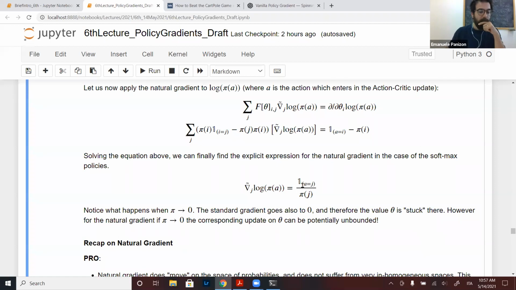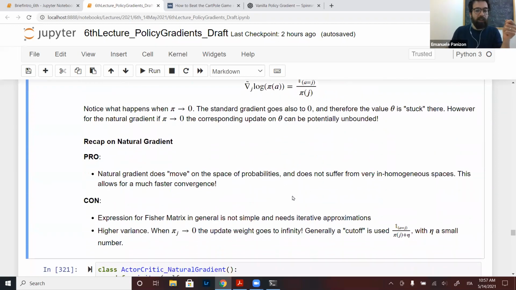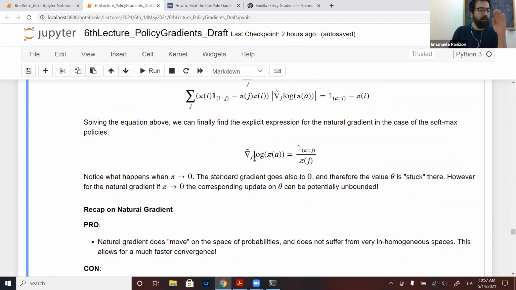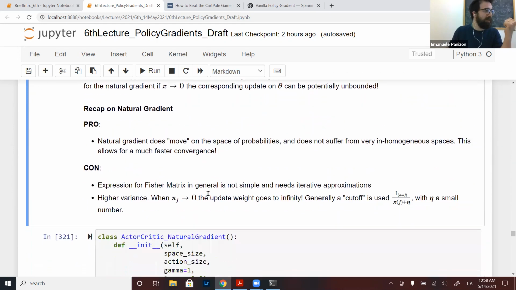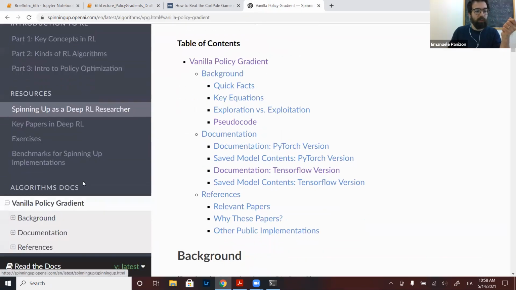But what we care about is that in general, this was the solution which gave us an explicit solution for the natural gradient of the logarithm of pi, which is used in the policy gradient. We have an analytic expression, but only for softmax policies. What happens when we do not have softmax? It's a mess. It can be solved iteratively, it can be approximated, but it's not this clear. This is what I wanted to briefly show.